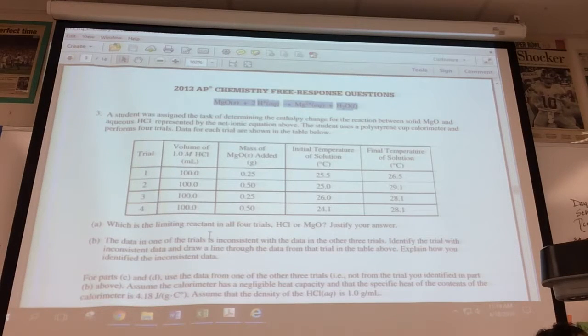So how are you going to figure out limiting reactant? For HCl, what do they give you? Volume. The volume and the molarity, concentration. So 1 times 0.1 is 0.10 moles. Now how are you going to get it for magnesium oxide? Molar mass. What's molar mass going to do? What are you trying to get to? Moles. Okay? So what do you got?